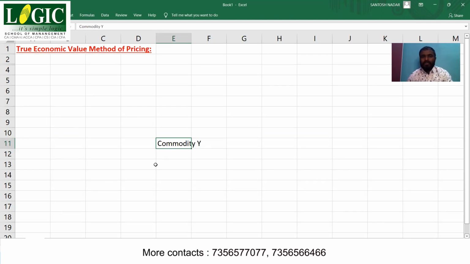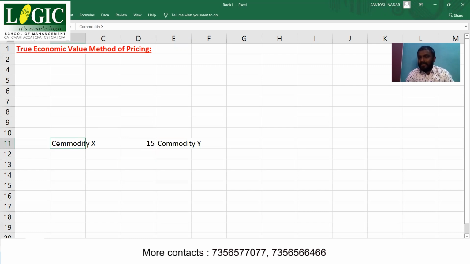So suppose there is an alternative substitute for commodity Y that we are going to sell. For that, there is an alternative commodity called commodity X. I will try to find out what is the selling price of that commodity X. Suppose commodity X is sold in the market at rupees 15 per unit. Now what I will see is, I will try to find out what are the additional features that my commodity possesses as compared to commodity X.